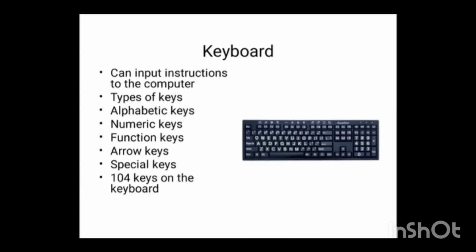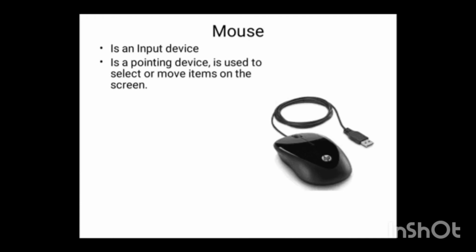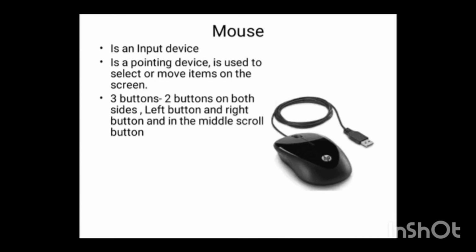Now let us see about the mouse. We can see a picture of a mouse on the screen, isn't it? Mouse is also an input device. It has three buttons, one on the left side, another on the right side, and in the middle one scroll button. And the mouse is a pointing device which is used to select items on the screen.